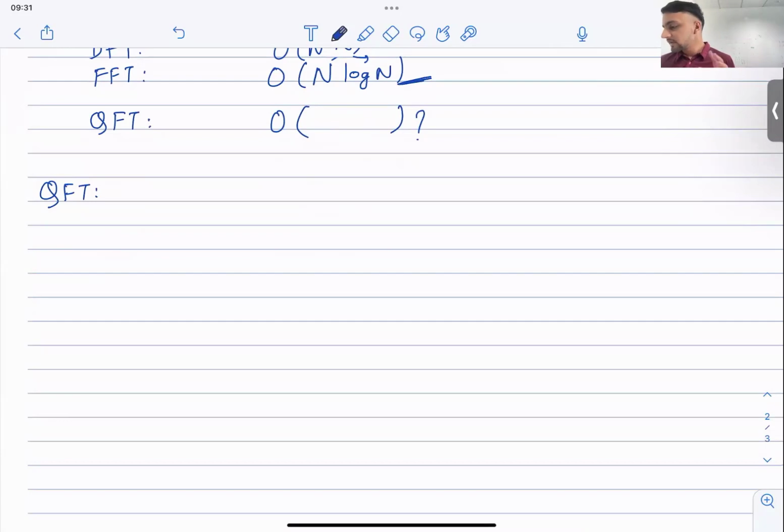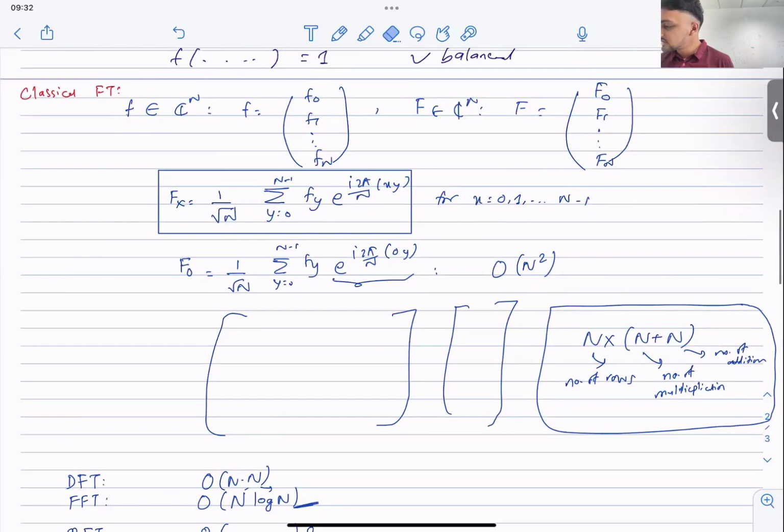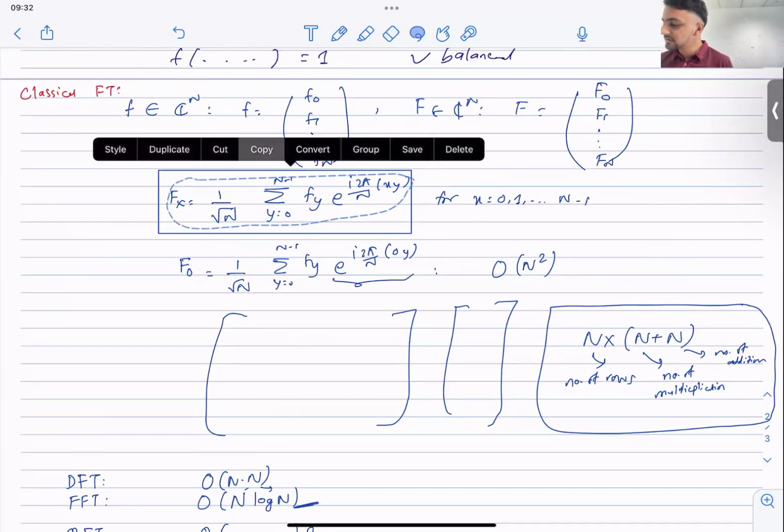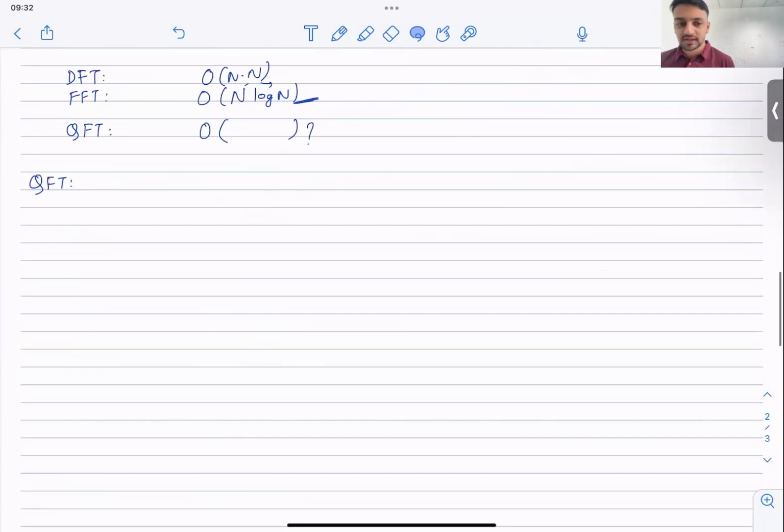QFT, or like going from classical to quantum, is just moving from bit strings to states, right? Just like how bit 0 is written as ket 0, you can probably guess. You can make a guess, right? So if you just look at this map, make a guess and tell me, what does the quantum version of this look like?